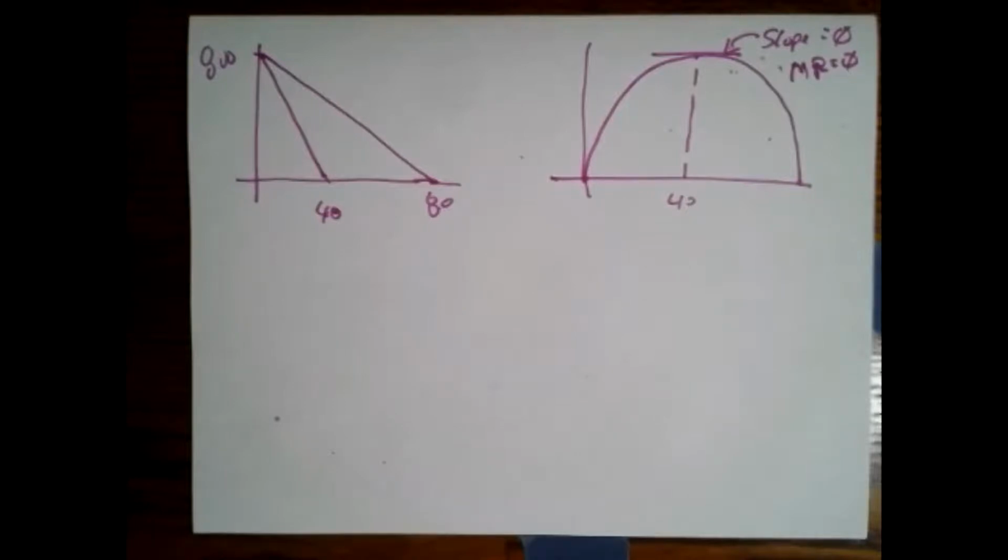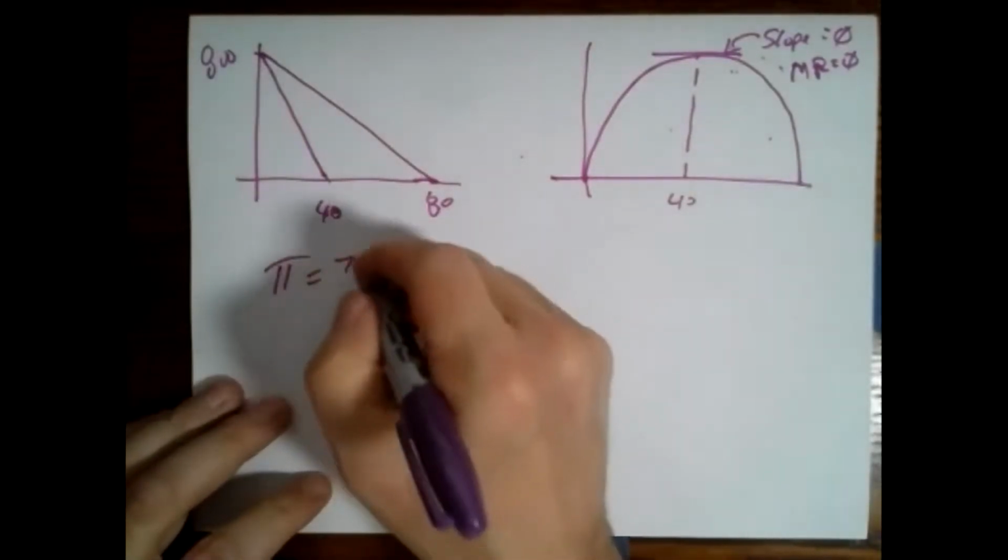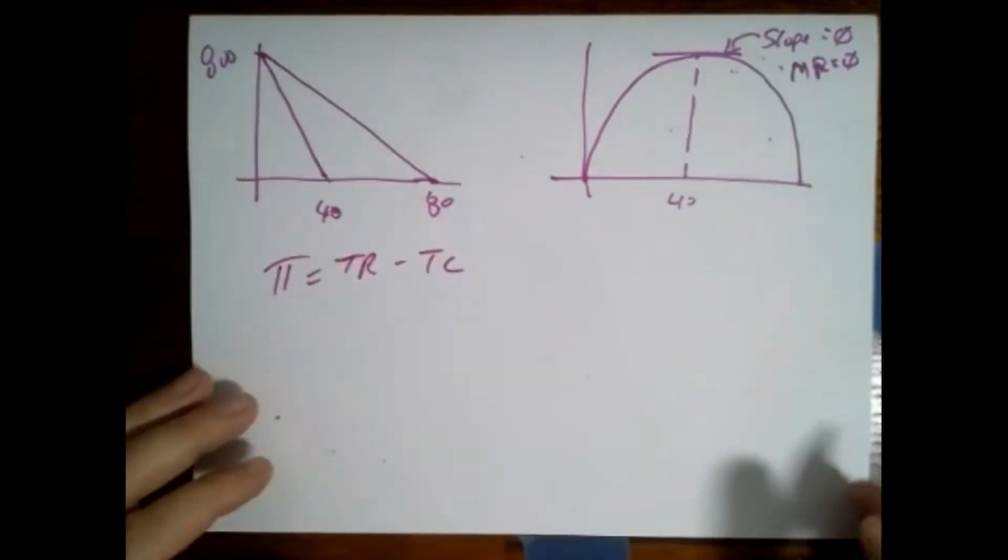What I said earlier was that finding the maximum revenue is interesting and important, but not the most important thing, right? You could potentially be producing the revenue-maximizing quantity and not be making the maximum profit that you possibly could. So in order to get profit, remember, profit is total revenue minus total cost.